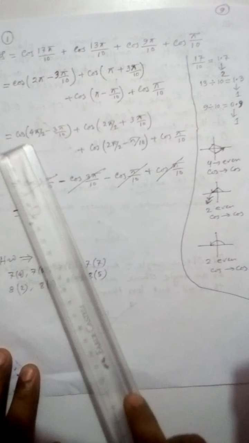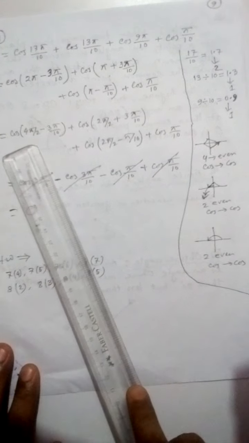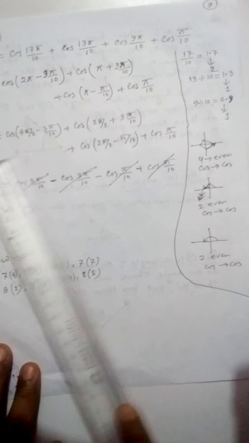Okay, this line then becomes cos(4π/2 minus 3π/10) plus cos(2π/2 plus 3π/10) plus cos(2π/2 minus π/10) plus cos π/10. Okay, now we calculate the quadrants.